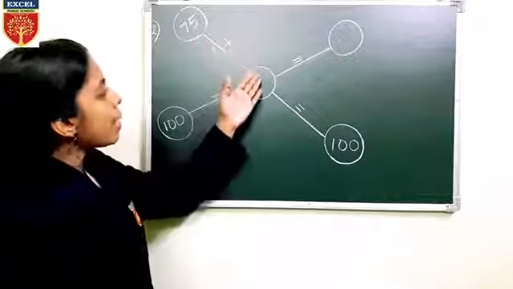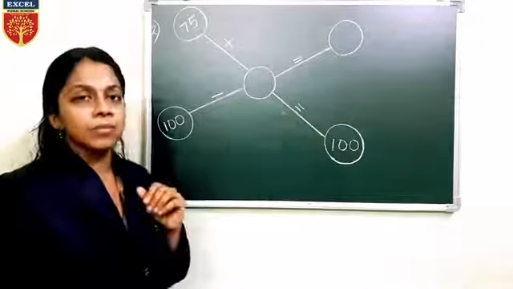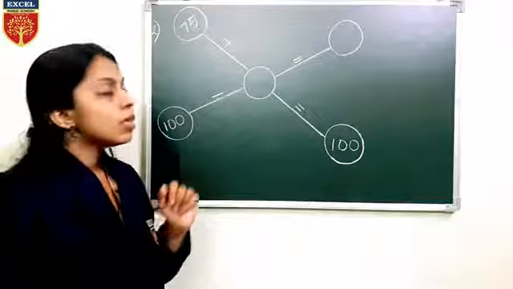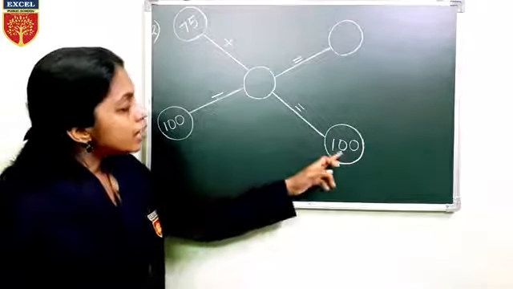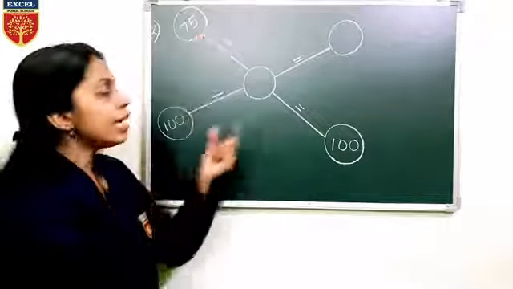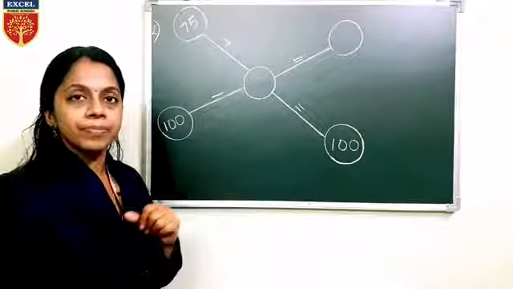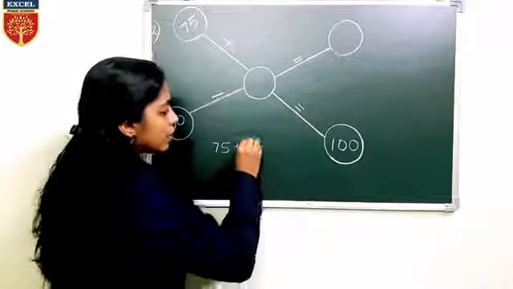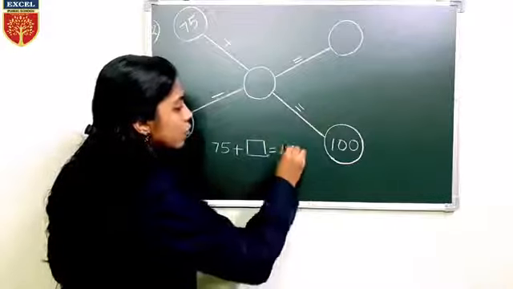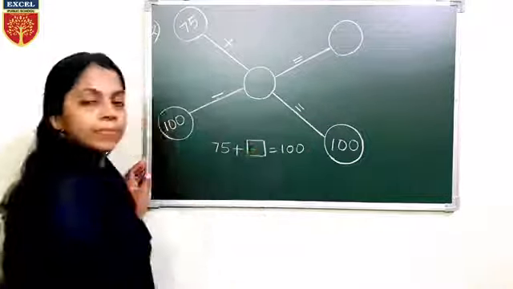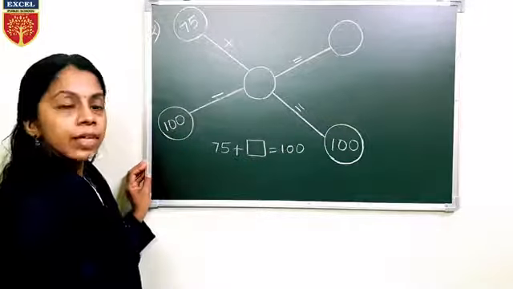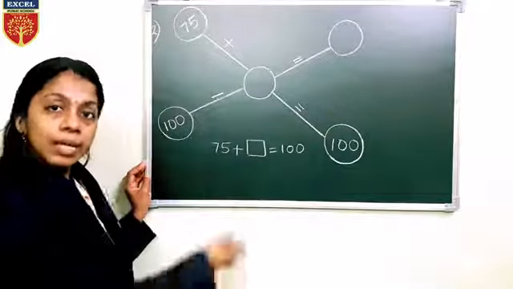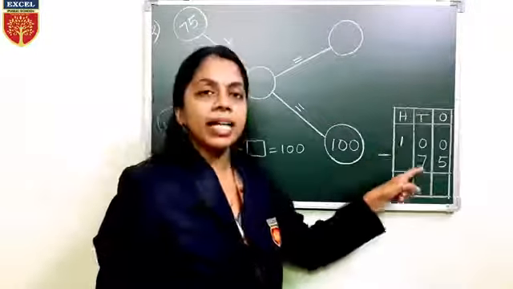75 plus 1 number is equal to 100. If so, how to find this number? This is one set. So how to find? 100 minus 75. Then we will get this number. If you subtract 75 from 100, you will get this number. Let's subtract and find 100 minus 75.